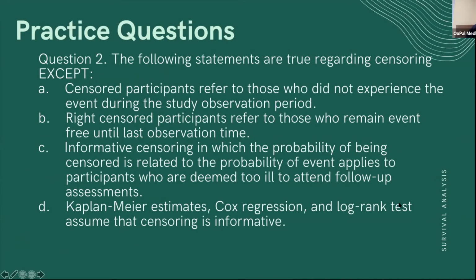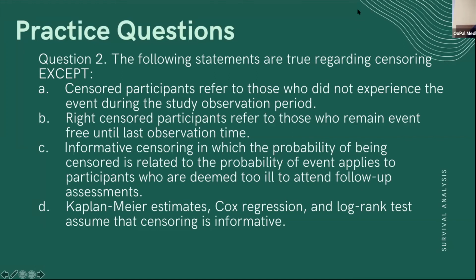Next question. So for this question, the following statements are true regarding censoring, except: A. Censored participants refer to those who did not experience the event during the study period. B. Right censored participants refer to those who remain event-free until the last period. Except meaning which is the wrong statement. Letter C, informative censoring, in which the probability of being censored is related to the probability of the event, applies to participants who are deemed too ill to attend follow-up and assessments.